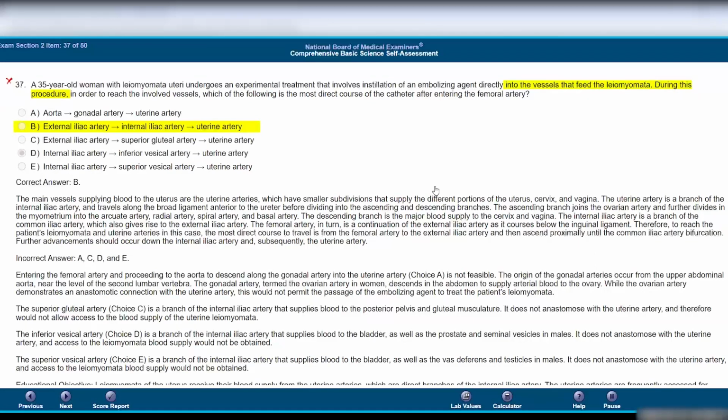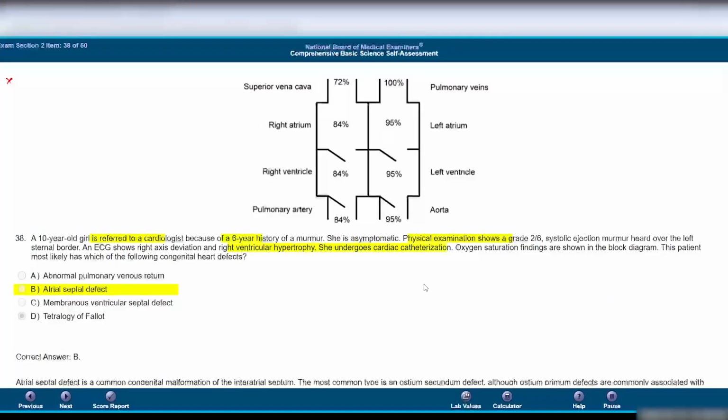For this one, I didn't know the anatomy. So this is just the anatomy, right? It's telling you how people do embolizations. They go through the external iliac, then to your internal, and then to your uterine artery. Okay, good. Looks like my box drawing that I usually do.